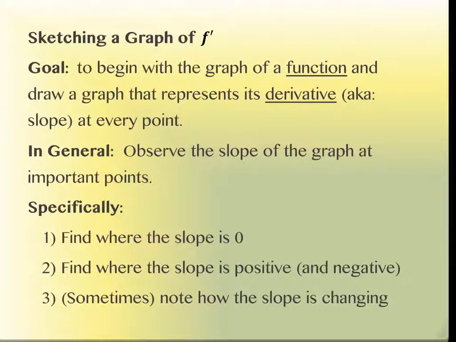The first was to find where the slope is 0. The second, where the slope is positive or negative. And the third, how the slope is changing.